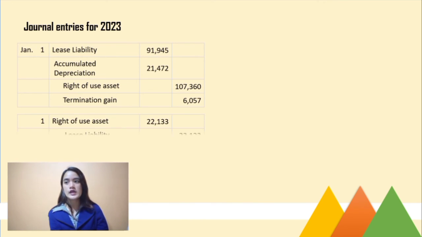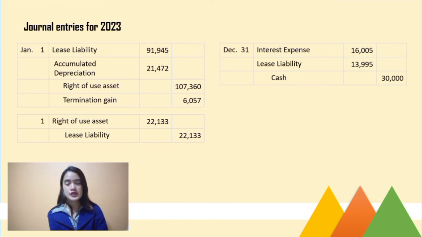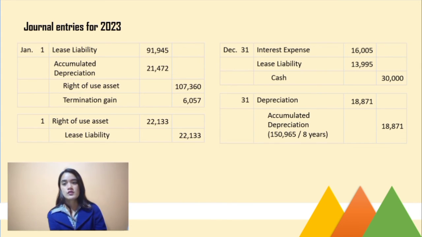So also, on January 1, we will debit the right of use asset with 22,133 pesos, and the same amount will be credited to the lease liability since nag-increase yung lease liability natin dahil sa pagbabago sa scope. On December 31 of the same year, interest expense will be debited with amount of 16,005 pesos, lease liability debit 13,995 pesos, and credit the cash with a total of the two. Also, depreciation will be debited with the amount of 18,871 and credited to the accumulated depreciation with the same amount.